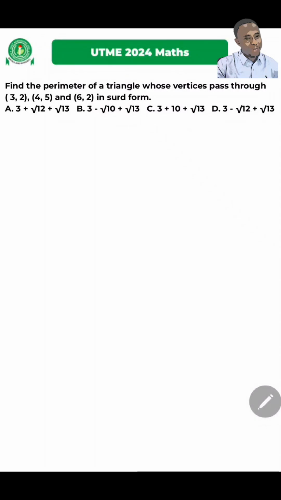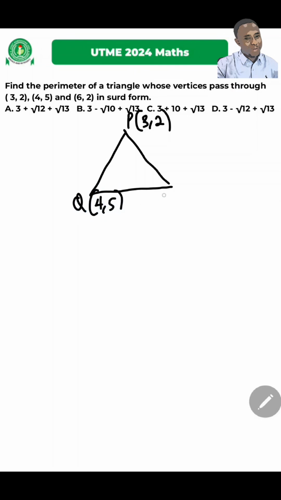1. Find the perimeter of a triangle whose vertices pass through (3, 2), (4, 5), and (6, 2). To do this, I definitely want to sketch my triangle so I can have an idea of what I'm doing. Let's say this is P and it's (3, 2). Let's say this is Q and it is (4, 5). And let's say this is R and it is (6, 2).